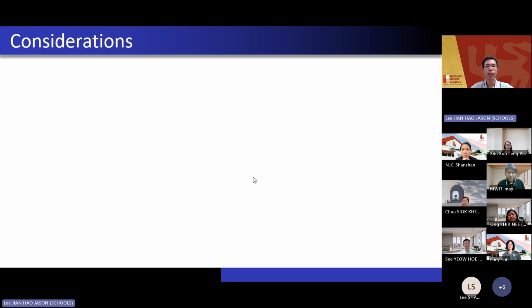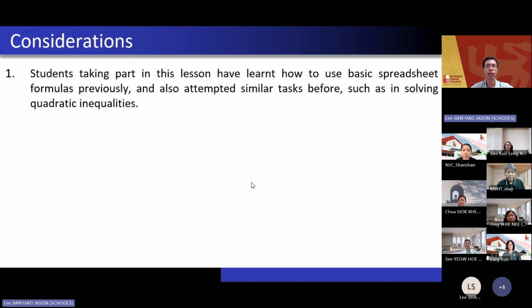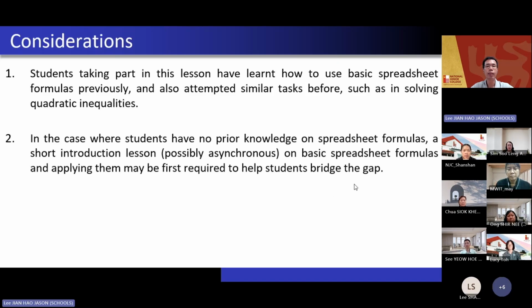Okay, so here are some considerations we need to bear in mind when we conduct this activity. Firstly, the students in this cohort had already learned how to use spreadsheet formulas from similar activities conducted earlier in the year. So for teachers intending to conduct a similar activity, you may first have to conduct an introductory lesson on how to use spreadsheet formulas.